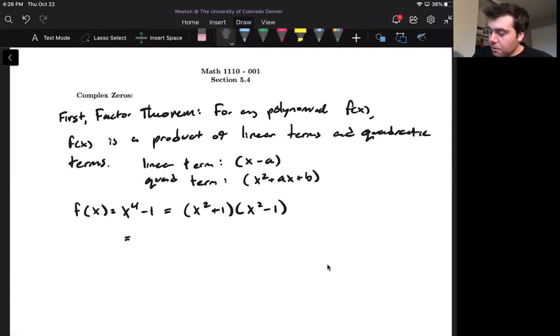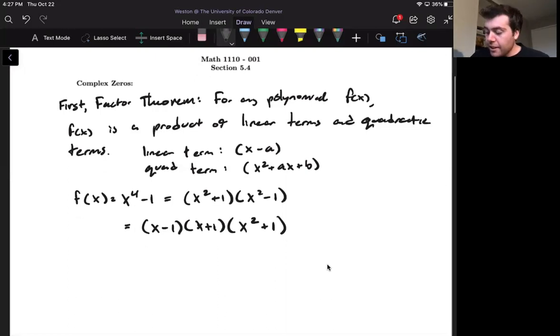Now for that second term on the right, we can actually find roots for that. We know that x squared minus 1 can factor down into x minus 1, x plus 1, and we still have this x squared plus 1. So this is our factor theorem at work. We've reduced down to having two linear terms and still this one quadratic term hanging about. If we introduce complex numbers, we can actually factor x squared plus 1 down to linear terms.